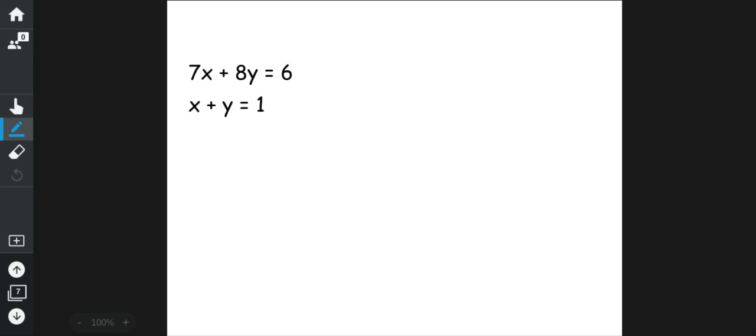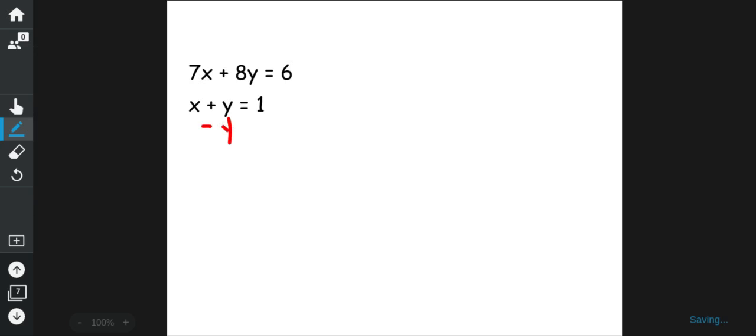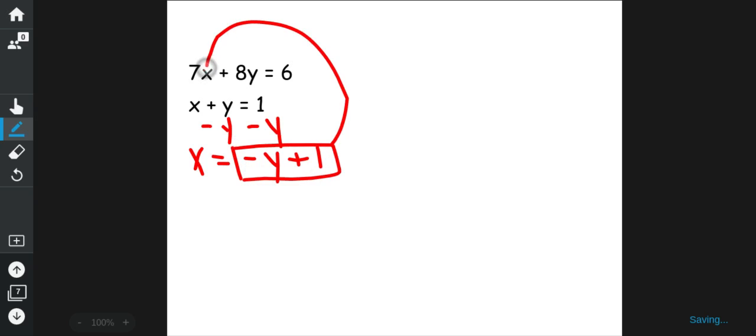Okay, again, this one we don't have an x or a y solved, so we have to pick one and solve for it. So in this equation, I'm going to just subtract y from both sides. So I get that x is equal to negative y plus 1. And then everywhere that I see x in the top, I'm going to plug that in.